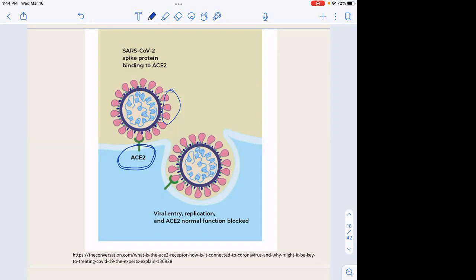They perform a necessary function for us, and that's just what the COVID virus happens to be able to attach to.